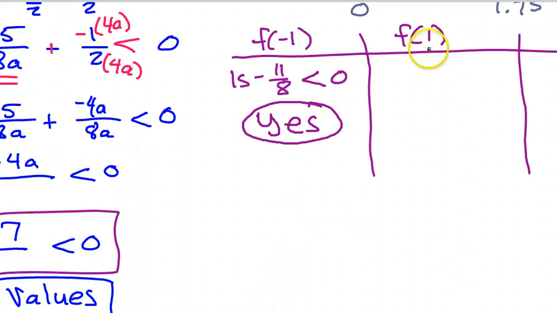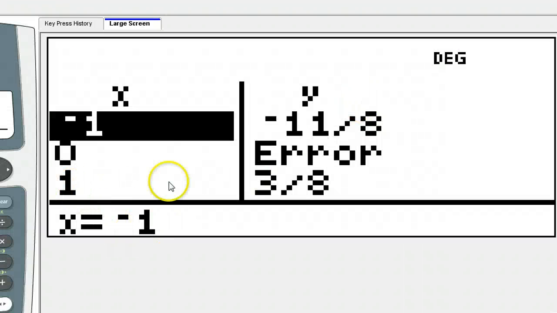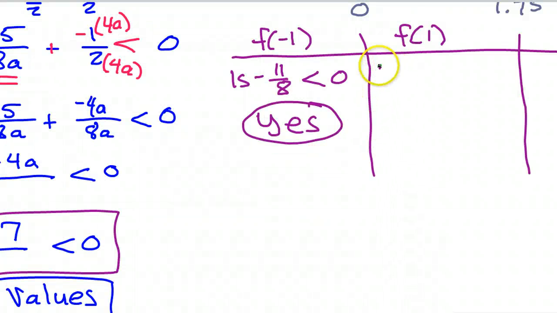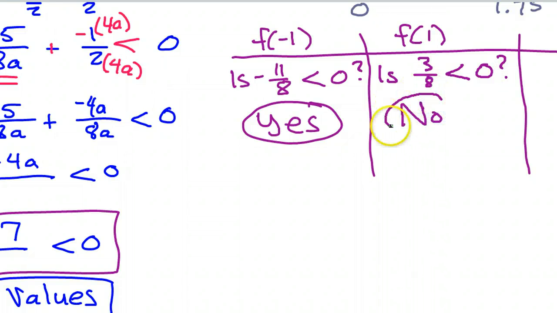Now let's look at the value of the function at 1. Well, at 1, the function has a value of 3/8. So is 3/8 less than 0? I should put a question mark on here. And the answer to this question is no. That's a positive number. Positive numbers are greater than 0.